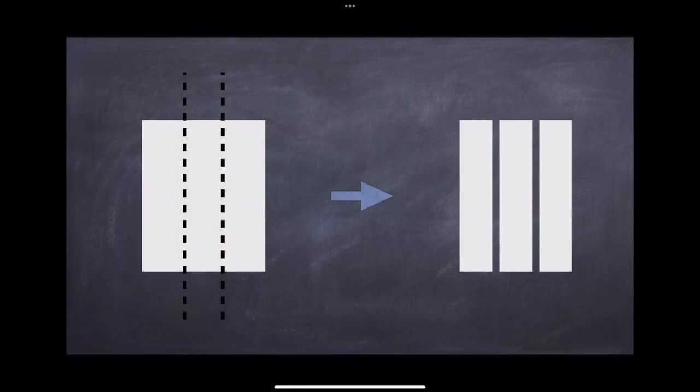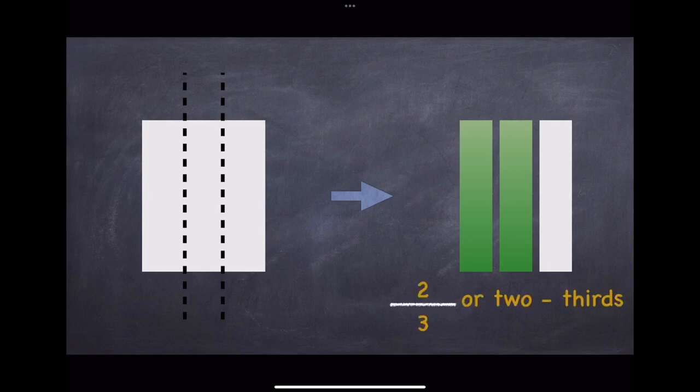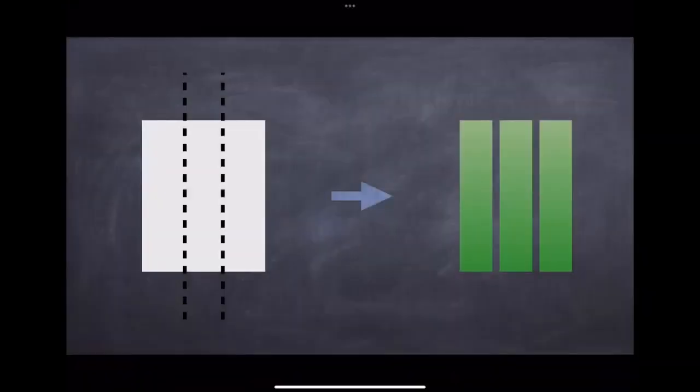Similarly, if I divide the sheet of paper into 3 equal parts and shade 1 part, can you tell me how can I denote it mathematically? Yes, you're absolutely right. We can write it as 1 by 3 or 1/3. Now, if I shade 2 parts, what do you think is the corresponding fraction? Yes, it would be 2 by 3 or 2/3. But what will happen if I shade all the parts? The fraction would become 3 by 3, which is nothing but 1 whole.